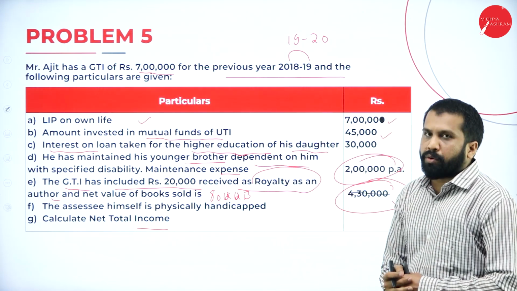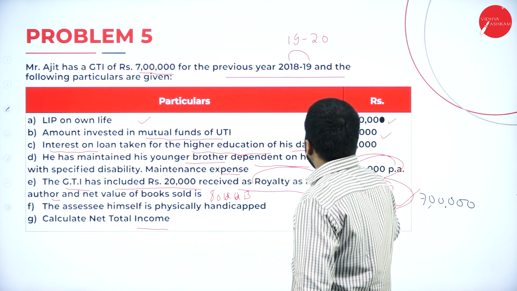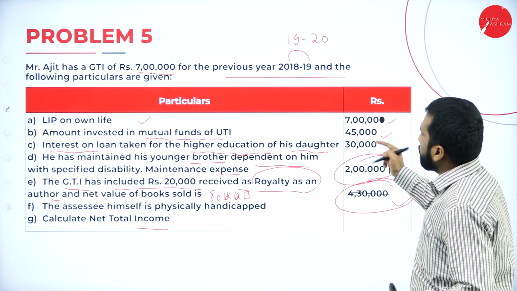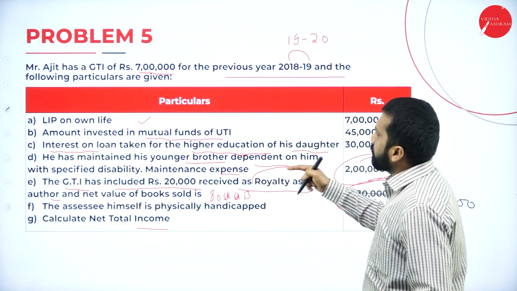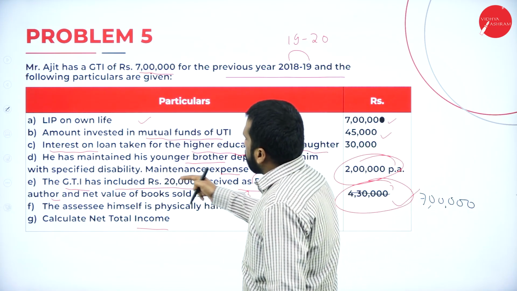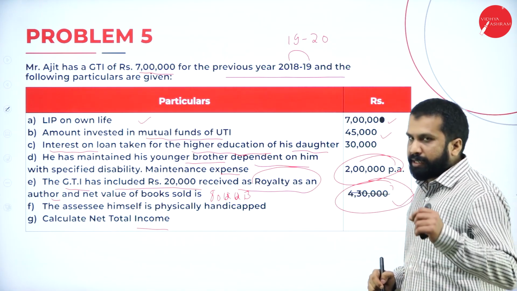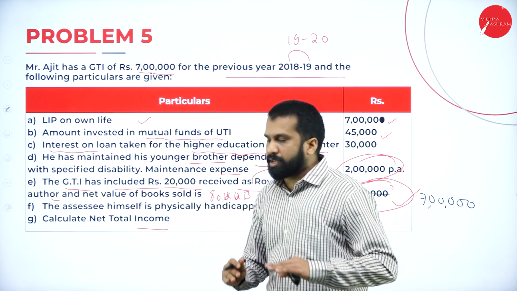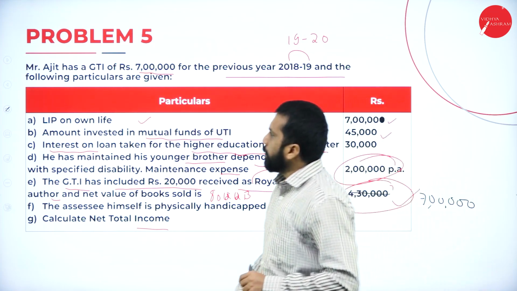So what is your LIP on own life? It is 70,000. Amount invested in mutual fund is 45,000. Interest on loan taken for higher education is 30,000. He has maintained his younger brother dependent on him with specified disability, which is 2 lakh rupees. Then the gross total income includes 20,000. The amount is how much? 7 lakh. Remember. Next, the assessee himself is physically handicapped; for that no amount is given. Calculate net total income. These are the information. Make it clear.